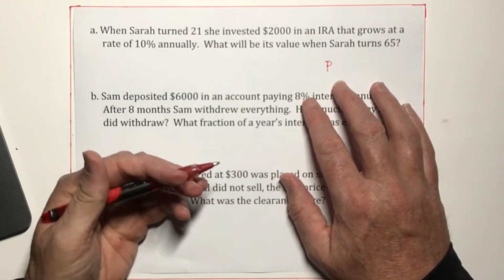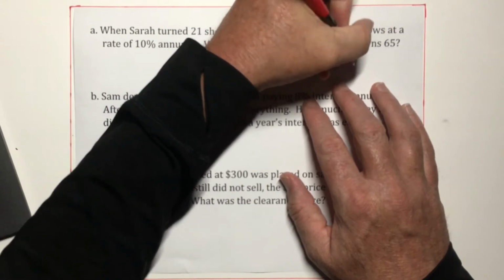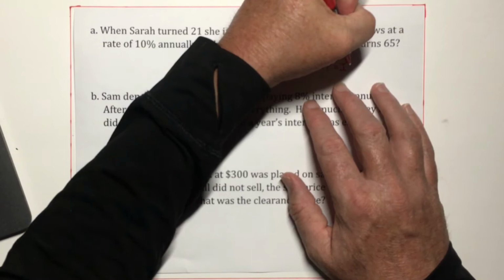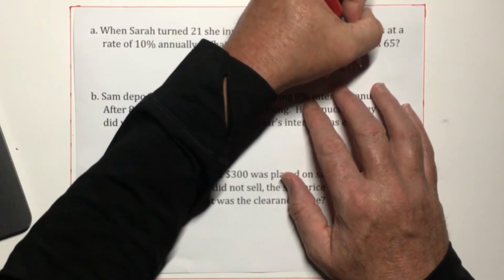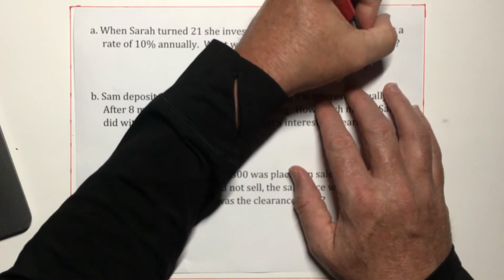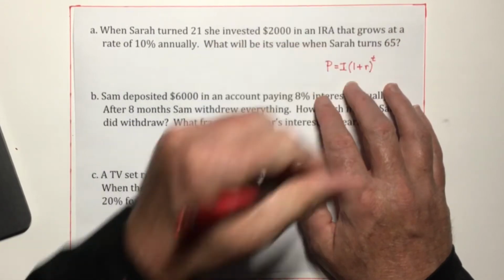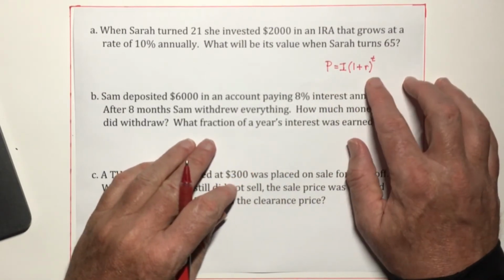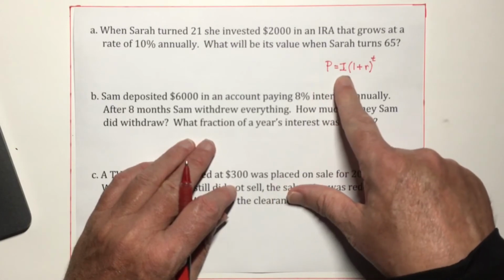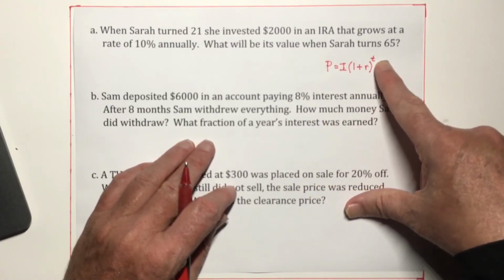P, which would be the principal, that's the amount of money you have at any given time, is equal to the investment you make times 1 plus the interest rate. I will just use R for that, to the power of T, where T is the time that you're going to leave that invested. So P is principal, I is the investment, R is the interest rate, and T is the time that you're going to leave an investment.